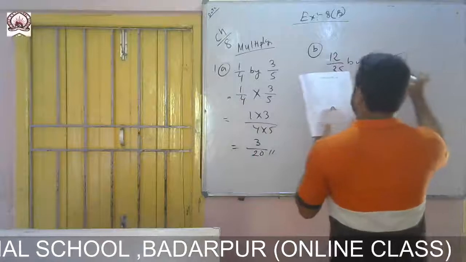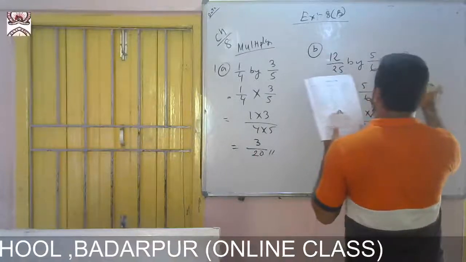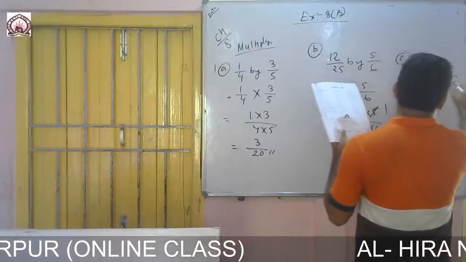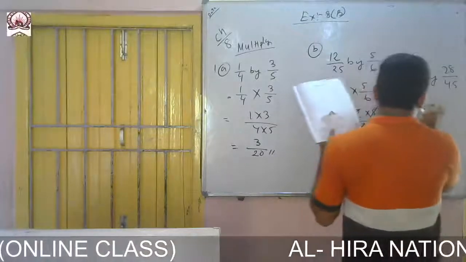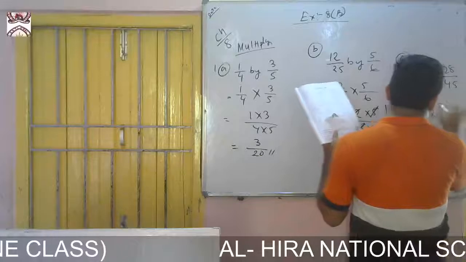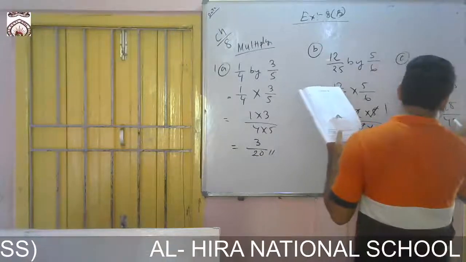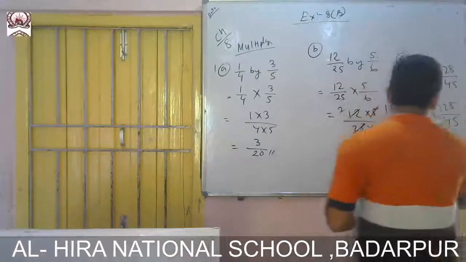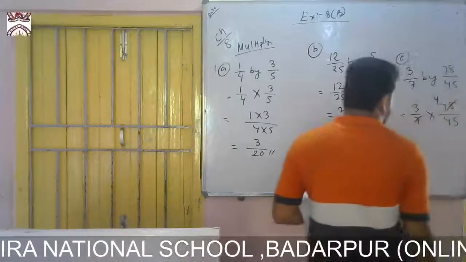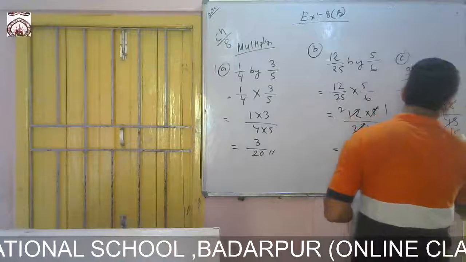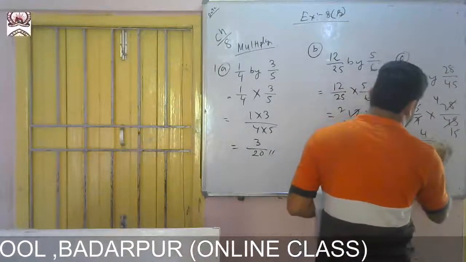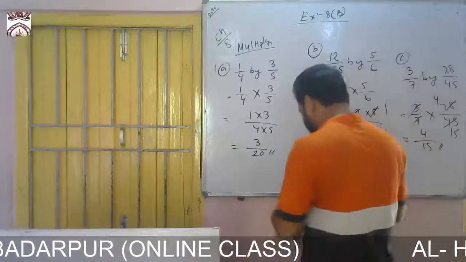Now come to question number C. In question number C, what is there? 3 by 7 into 28 by 45. So 7 4s are 28. Okay. 3 15s are 45. Now 4 by 15, we cannot divide further. So that is the answer. Okay.